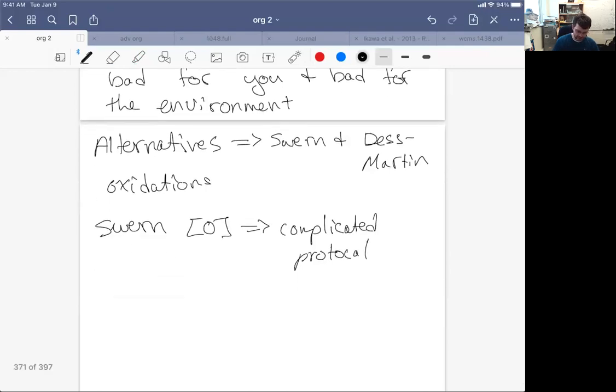Protocol where you take your alcohol that you're planning on oxidizing. It could be primary or secondary, never tertiary. Those just don't undergo oxidation, as we went over earlier. We're going to do 3 steps.